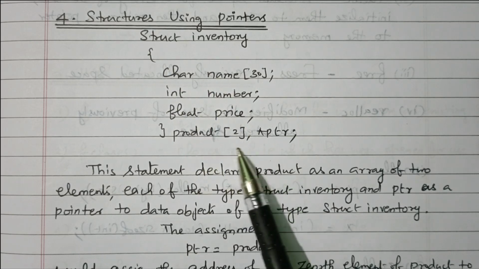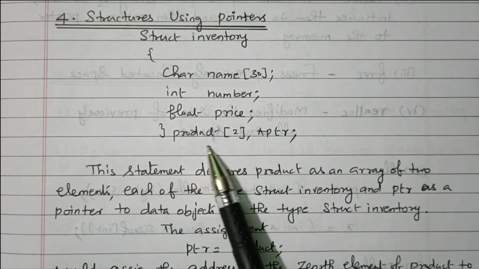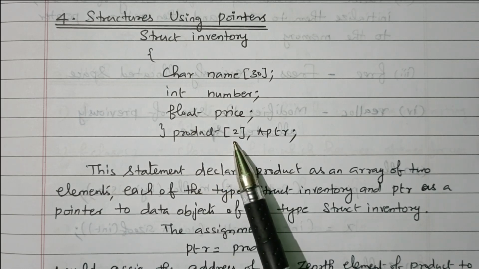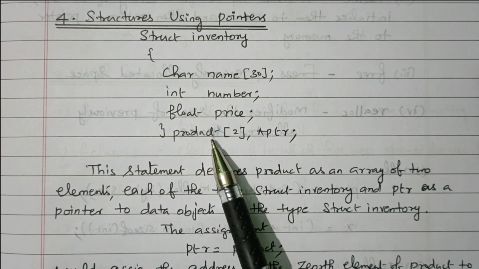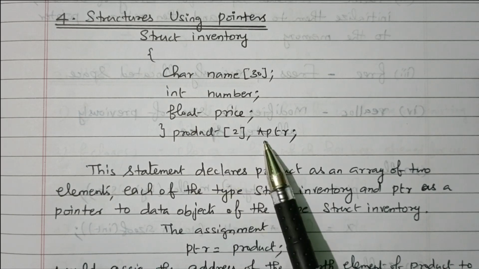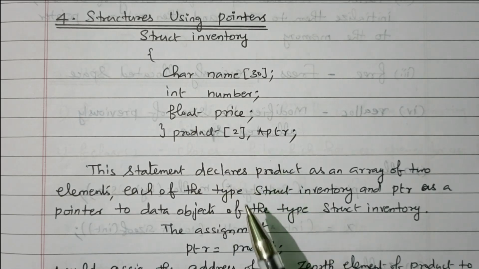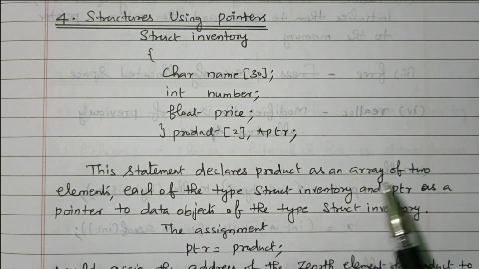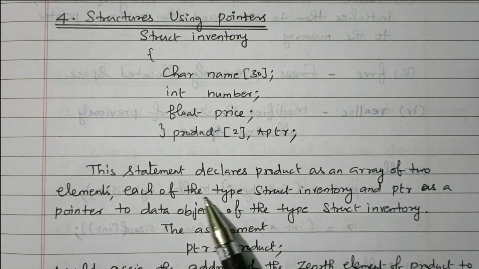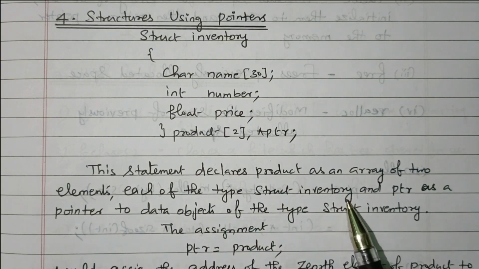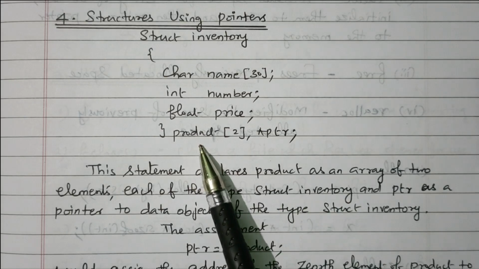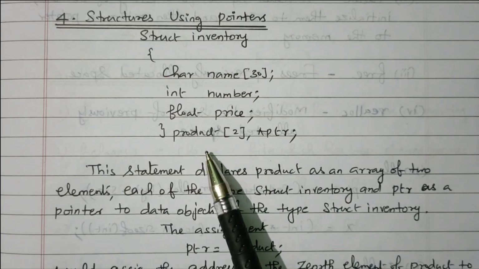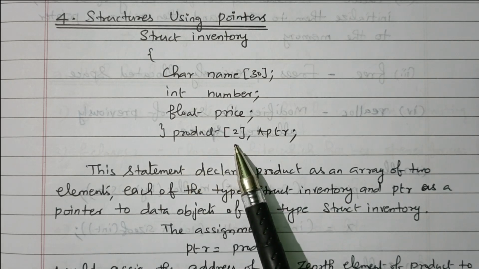Here we created the structure variables, product to. So it is nothing but structure variable using array. We can store two different data in this. Also one pointer is there, star ptr. So what is the meaning? This statement declares product as an array of two elements, each of them of type structure inventory, right? So product of 2 means, for example, product 1, product 2, like that we can declare. Otherwise product of 2 using array.